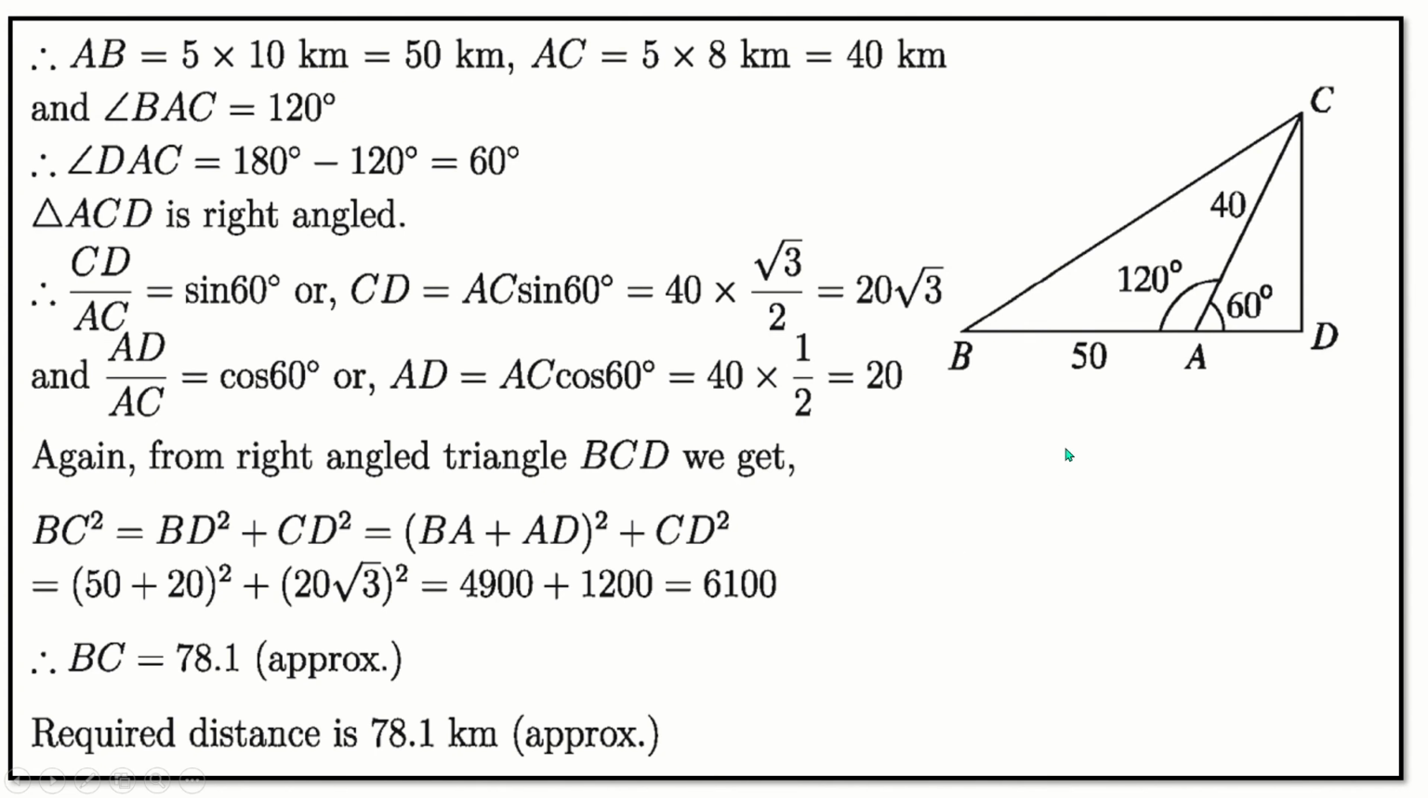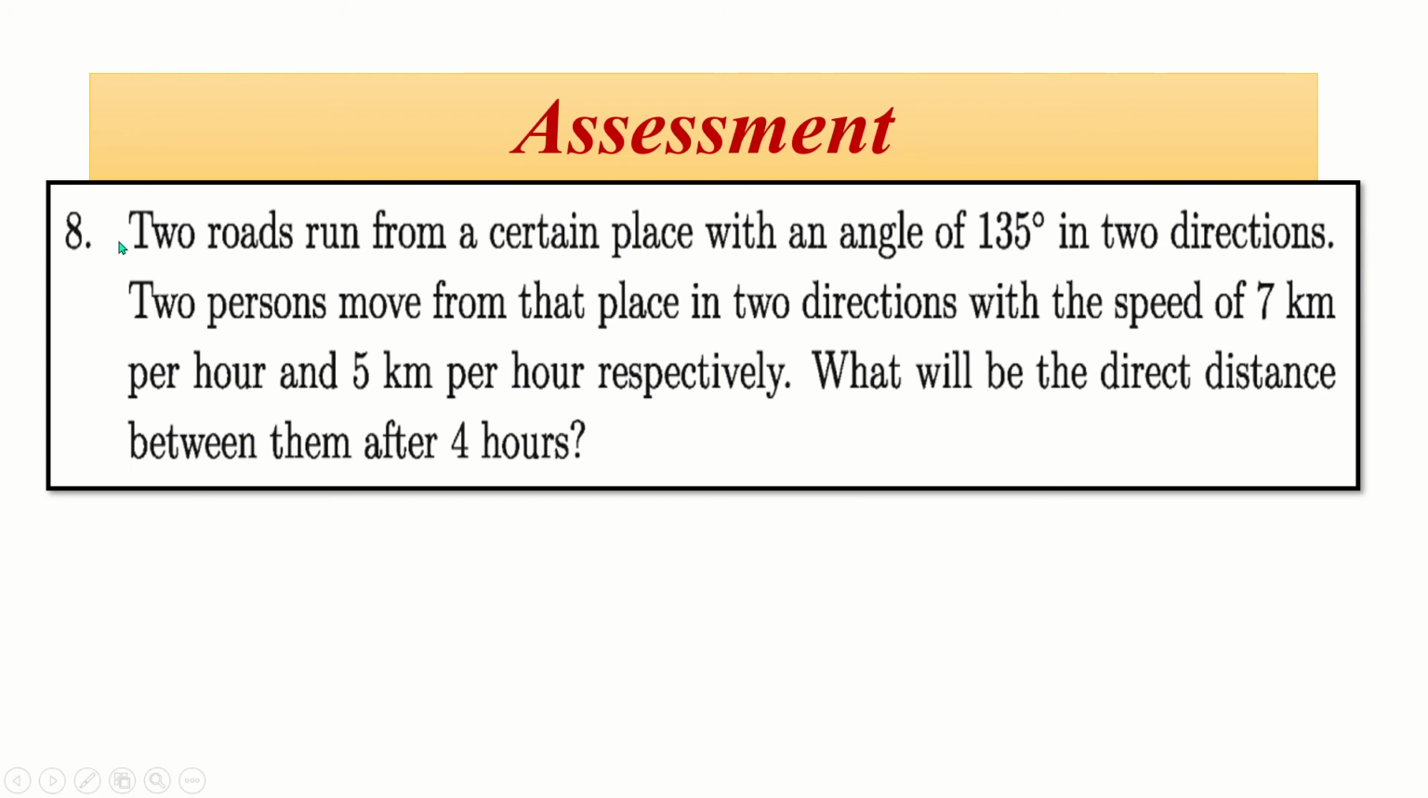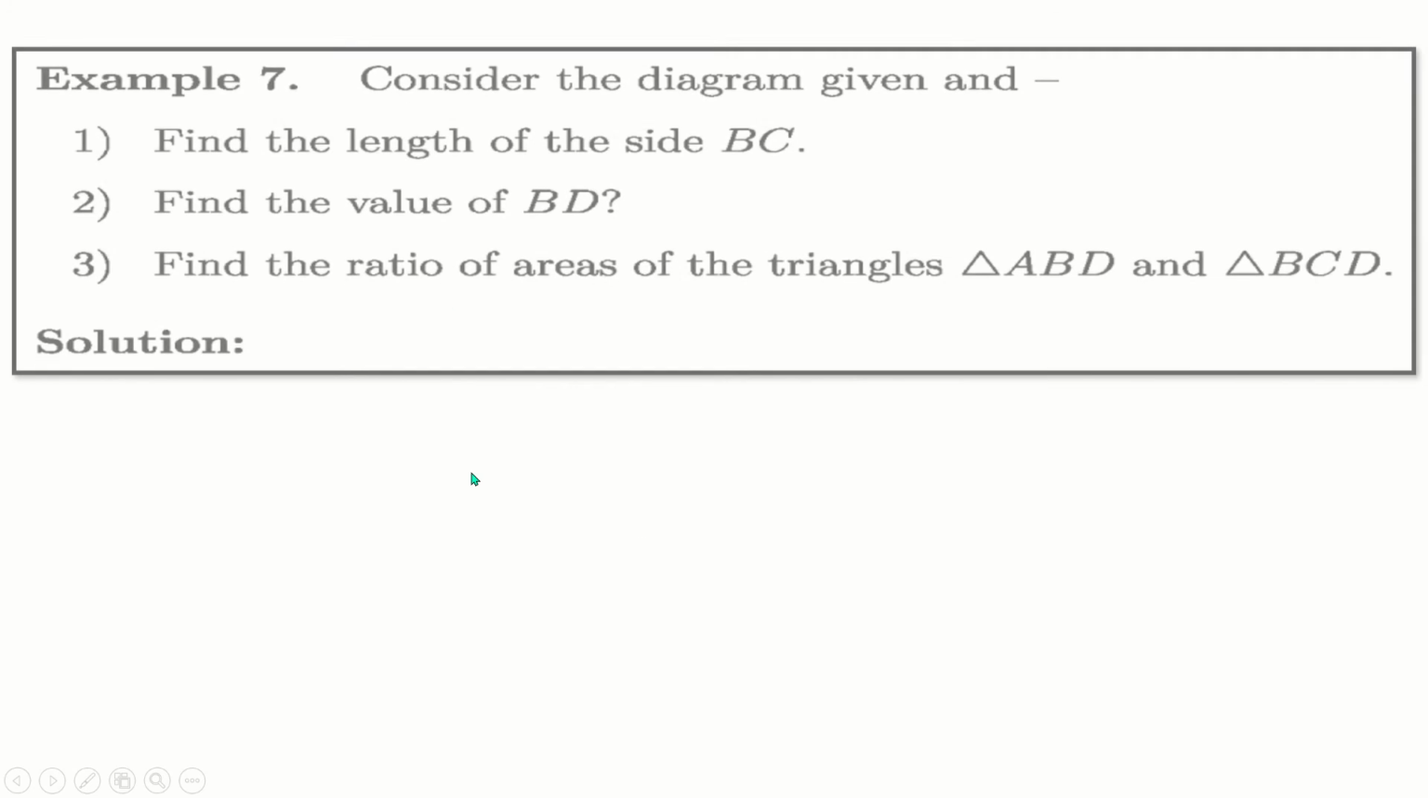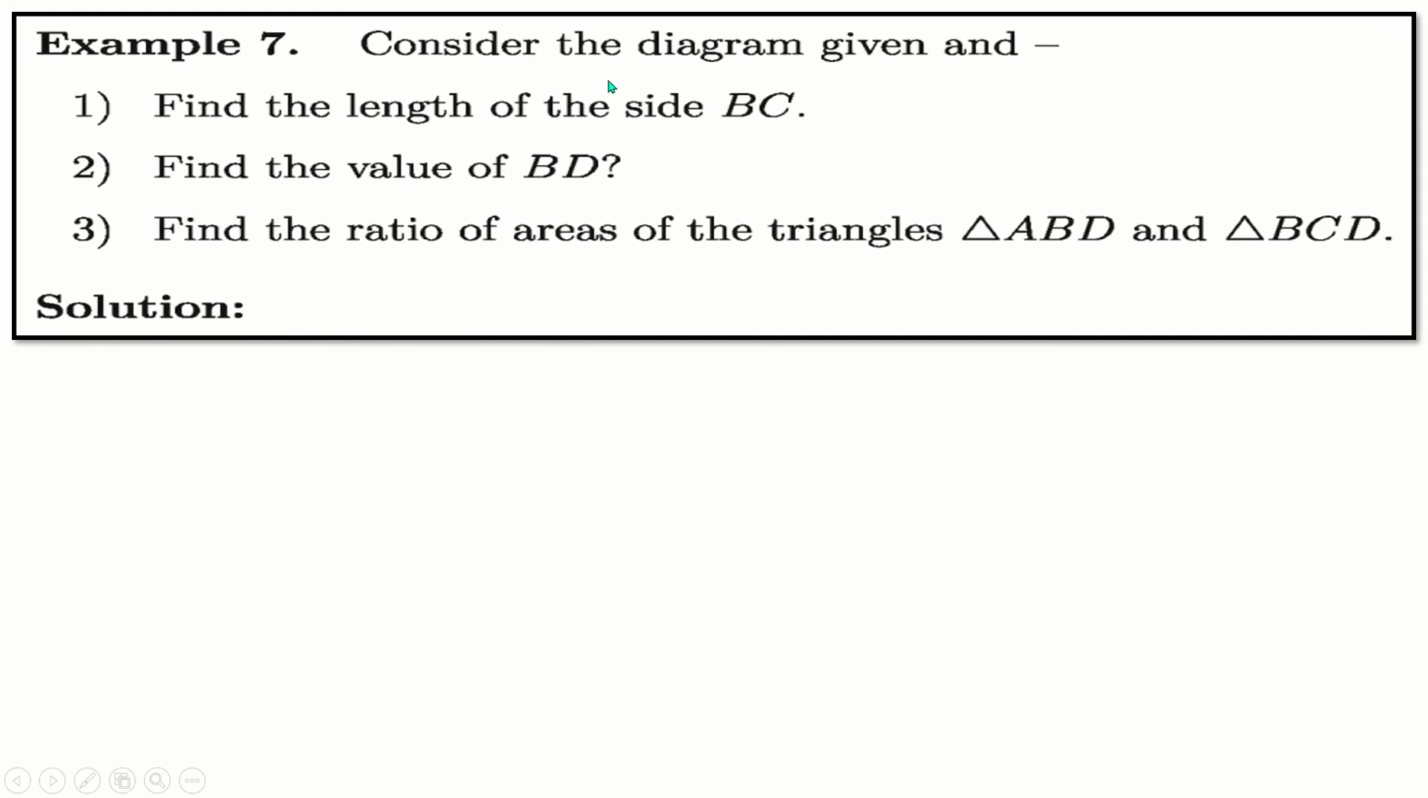Clear everyone? Okay, follow this. You can easily solve problem 8 in your book, exercise 16.1. Clear everyone? Now example 7, consider the diagram given and find the length of the side BC, find the value of BD, find the ratio of areas of the triangles ABD and BCD.